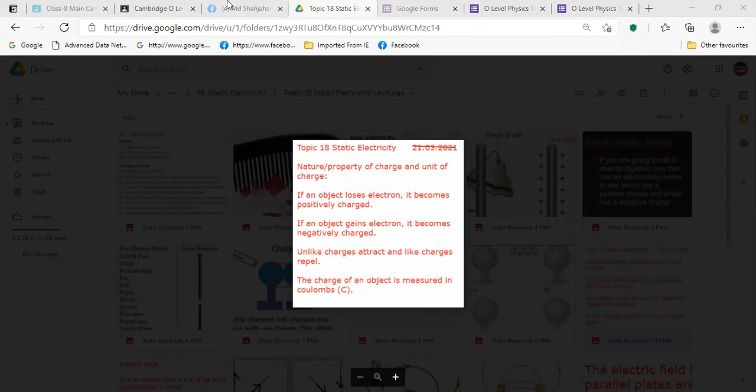So can you read it, Monica, from here, what is written here? Nature, property of charge, and unit of charge. If an object loses electron, it becomes positively charged. If an object gains electron, it becomes negatively charged. Unlike charges attract and like charges repel. The charge of an object is measured in coulombs. Okay, that means the unit of charge is coulomb.